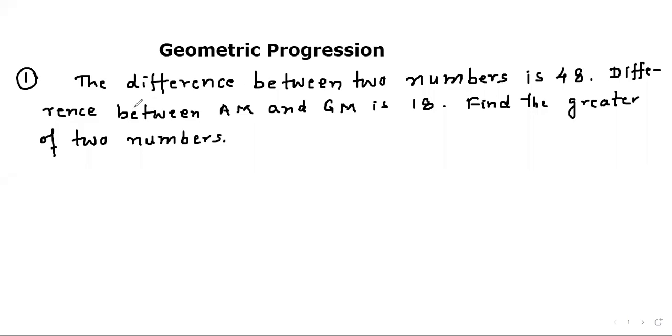Geometric progression. Question number 1. The difference between two numbers is 48 and the difference between their AM and GM is 18. Find the greater of the two numbers.